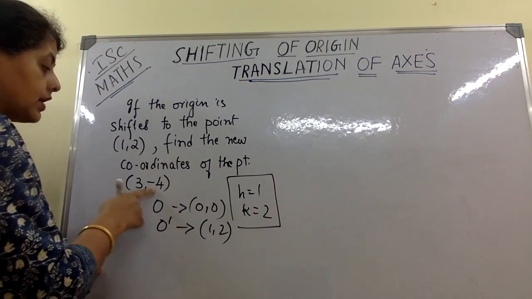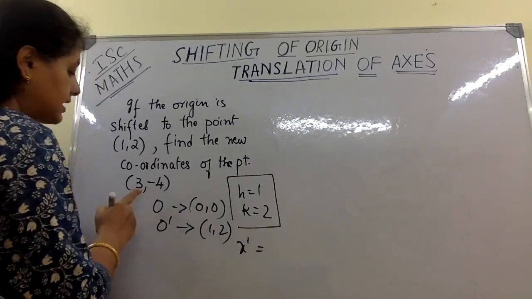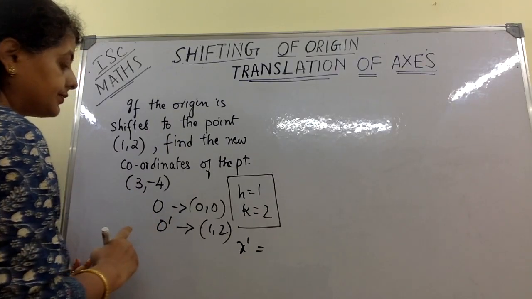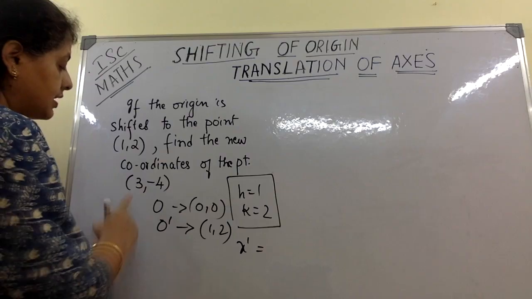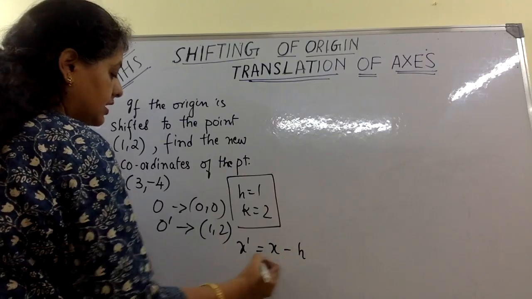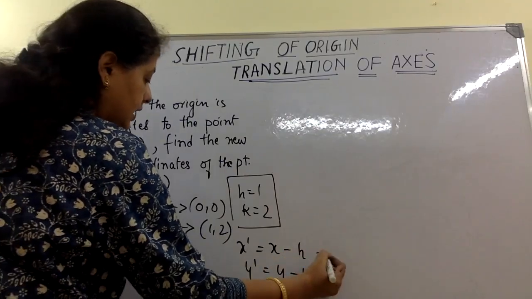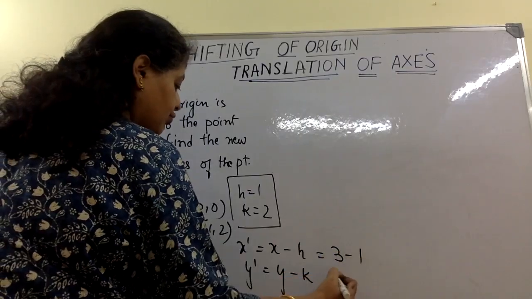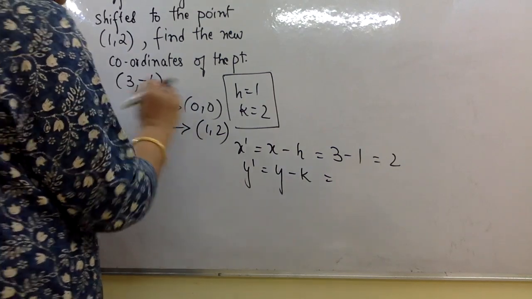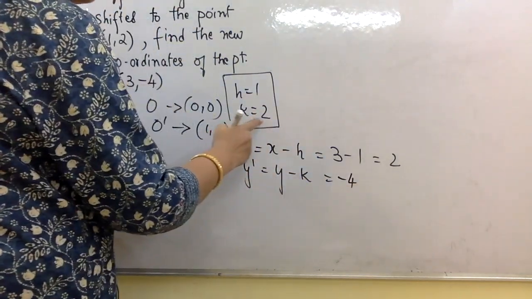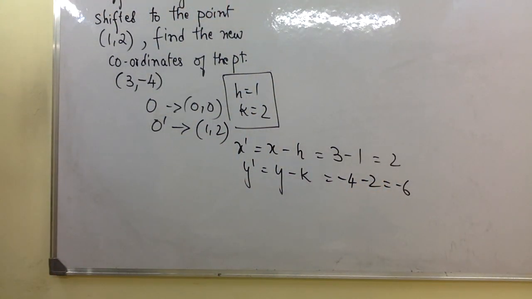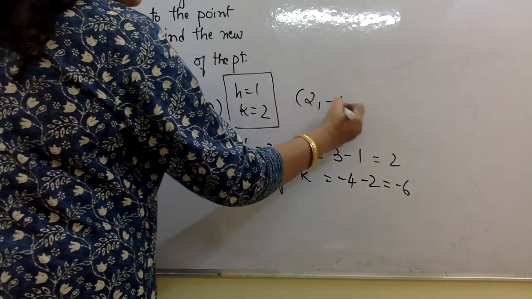This is x and y. So x dash is x minus h, y dash is y minus k. So x dash is 3 minus 1, which is 2, and y dash is equal to y, which is minus 4, minus k which is 2, so minus 6. So the new coordinates of this point are 2 comma minus 6.